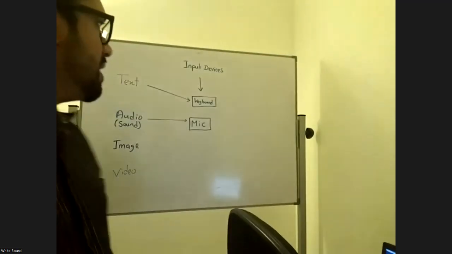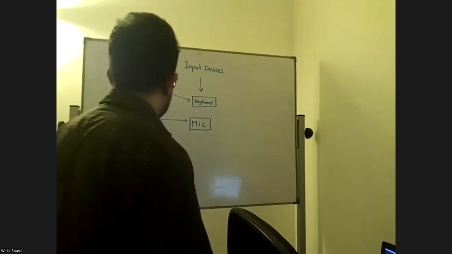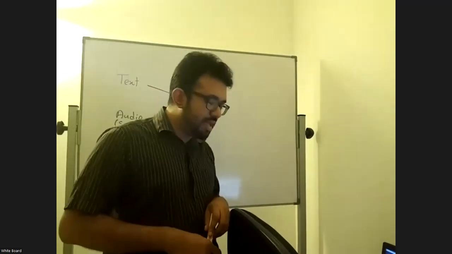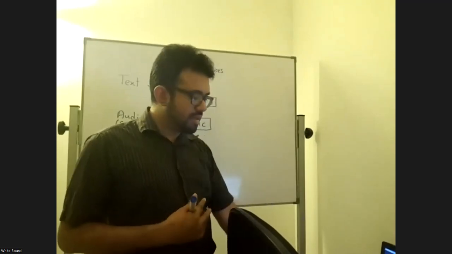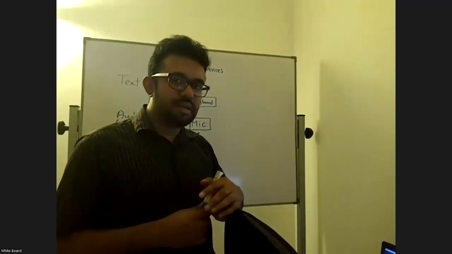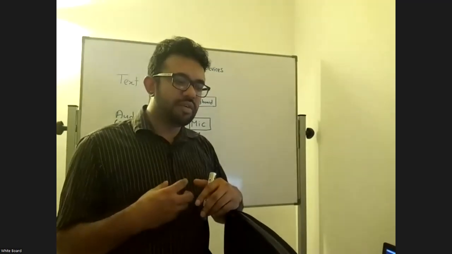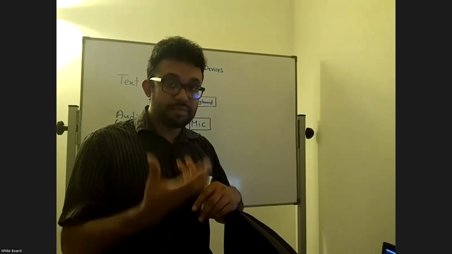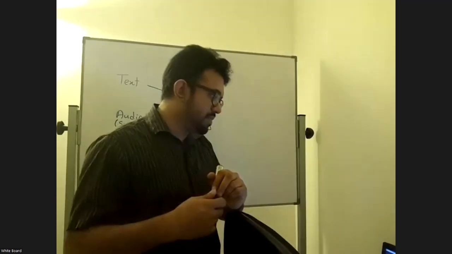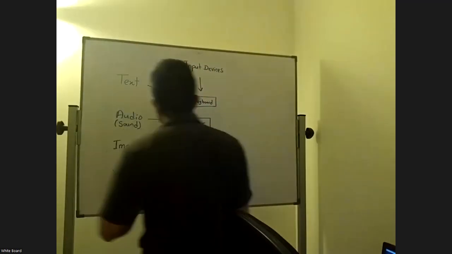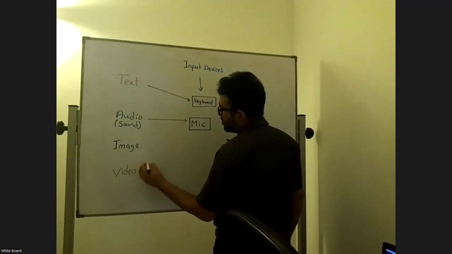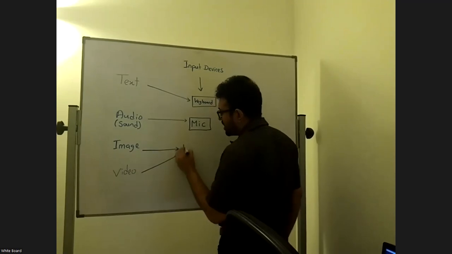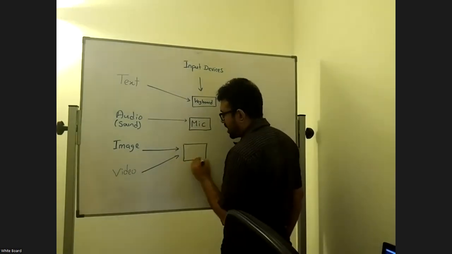Microphone is the device that we use to insert sounds into the computer. When I speak, you can hear my sound. So this computer has a mic or a microphone. So that microphone is going to capture the voice of what I speak and it will be sent to you. Then we have image and video. Can you tell me how do you capture image and video? What is the input device that we can use? Can anyone tell me?